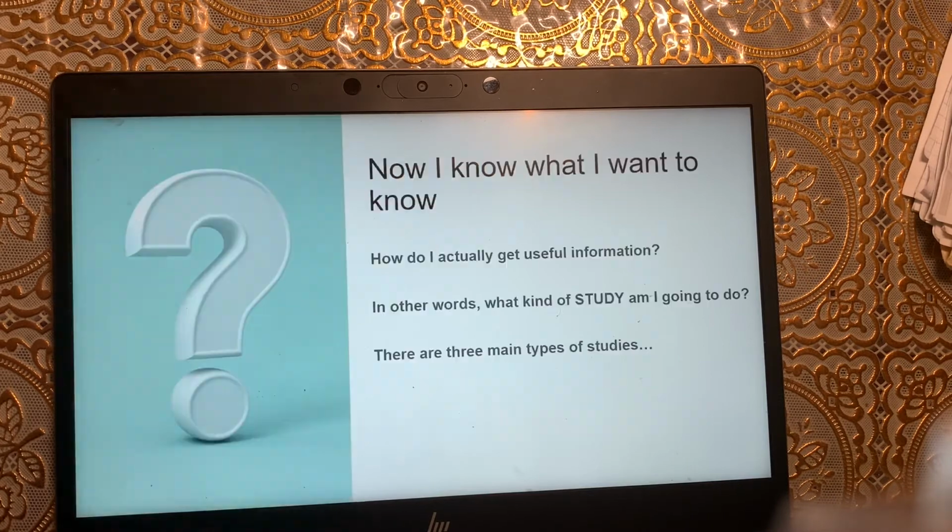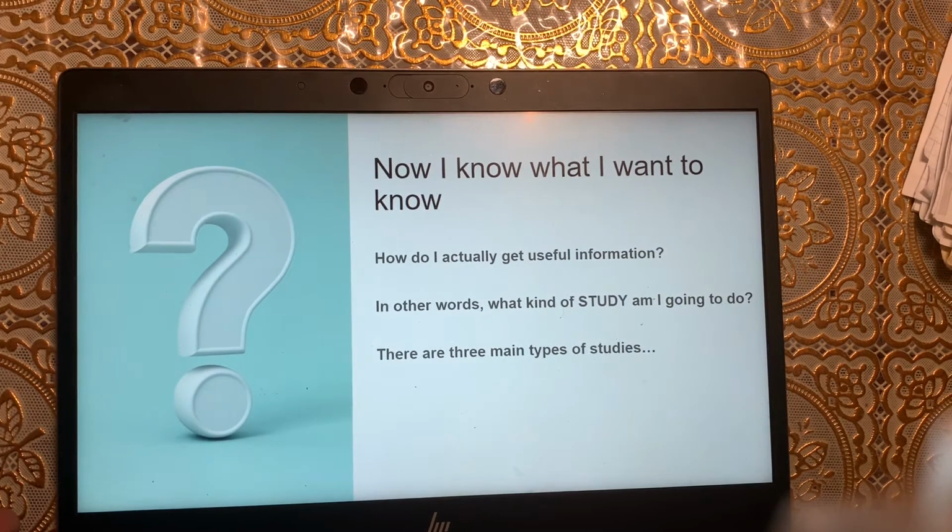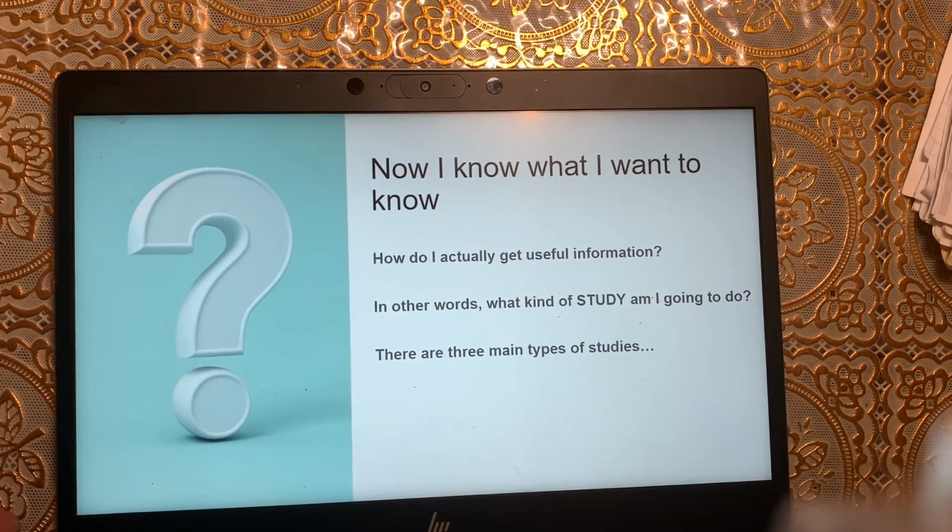Now we go to how we can make a statistical study. If we have a statistical question to study, how do we perform it? There are three ways. We'll discuss those.